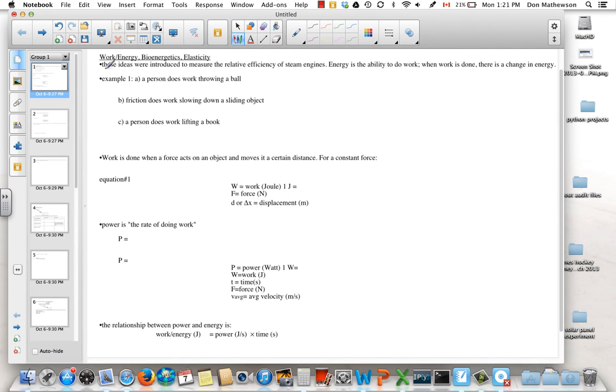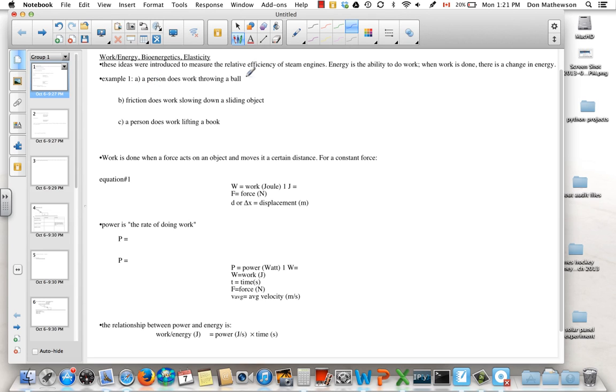All right, so our class today is on work and energy. Now, these ideas were introduced to measure the relative efficiency of steam engines. Energy is the ability to do work, and when work is done, there's a change in energy. That's a bit of a circular definition, but there you have it.